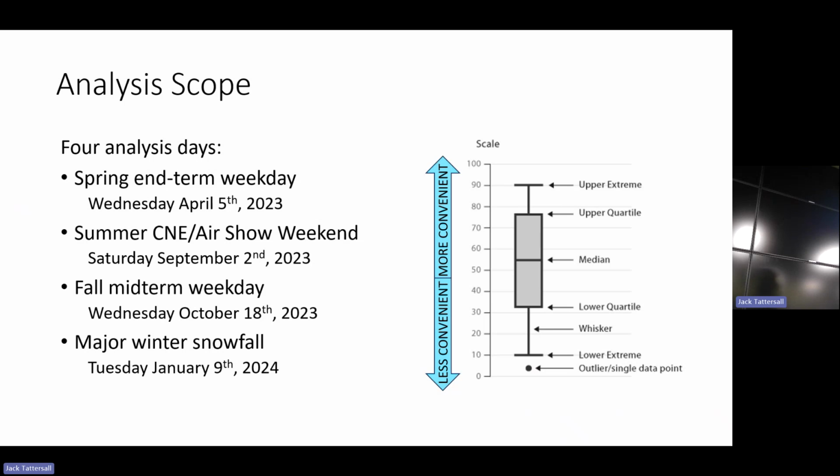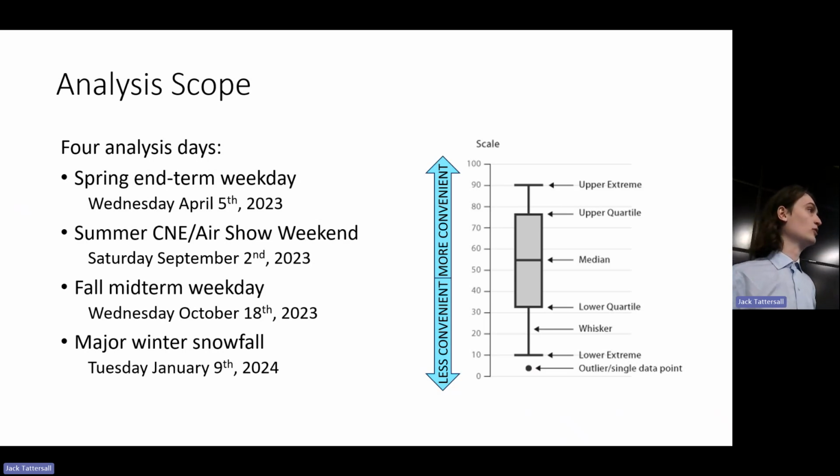And then we used Saturday, September 2nd, 2023. That's a big summer civic event day in Toronto. You've got the CNE's last weekend, the air show, all sorts of fun things to do in town. And then we chose Tuesday, January 9th, 2024. That was a major winter snowfall. So you had potential impacts on the mostly mixed traffic bus operations of local buses that might be delayed by snow or people not knowing how to drive in the winter. You all see that, don't you?